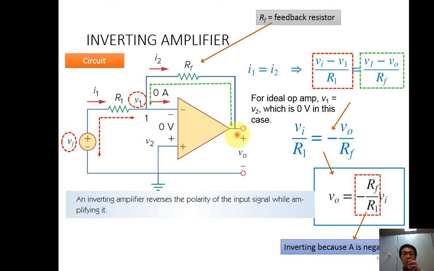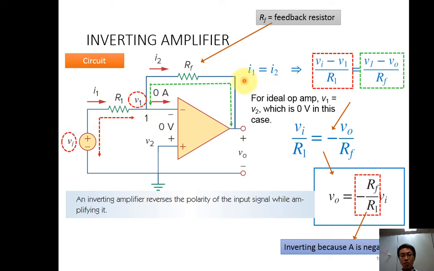If you still remember the assumption for an ideal op amp, 0 amperes go inside the ideal op amp. So all of I1, I assume that I1 flows into here, will directly go to I2 here. I1 will flow in and then go to I2, since there's no current flowing into the ideal op amp. So I equate I1 equals I2.